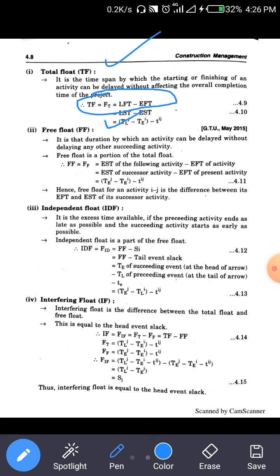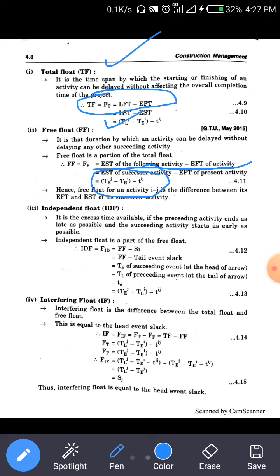Then another is the free float. What is free float? It is the time duration by which an activity can be delayed without delaying any other succeeding activity. So free float FF is the earliest of the following activity EFT minus the EFT of the activity. In other words, TEJ minus TEI minus TIJ. So this is the free float equation.